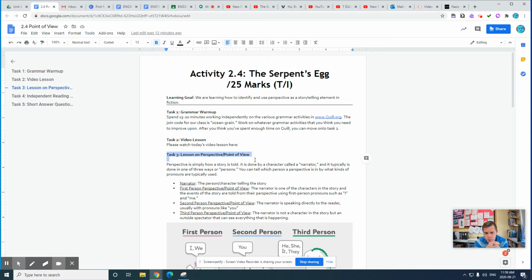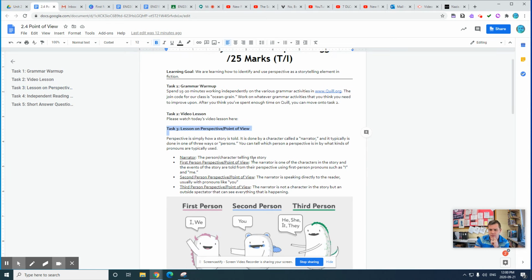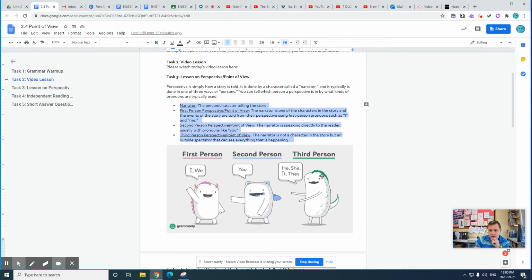So perspective or point of view is simply how a story is told. Stories are told by characters called narrators, and it's typically done in one of three ways or persons. And you can tell which person or perspective it's in by what kind of pronouns are used. For those who are unfamiliar with these terms, I've given you definitions here, but there are three types of persons or perspectives. First, second, or third. And these are the types of pronouns that they typically use in the story.